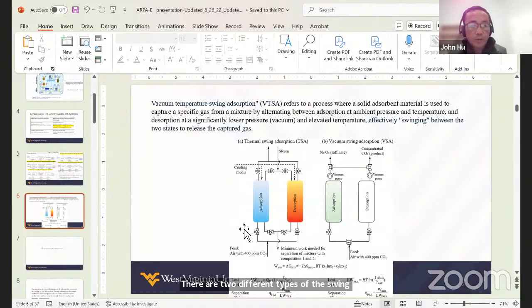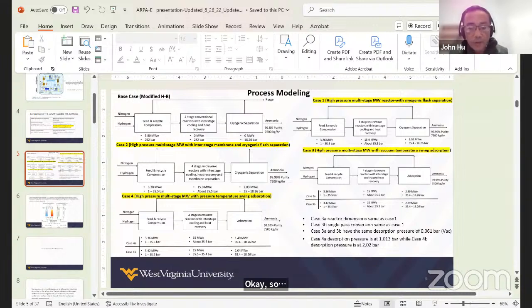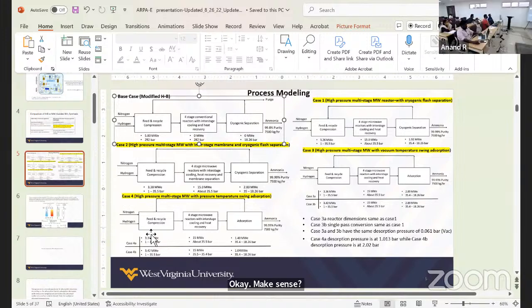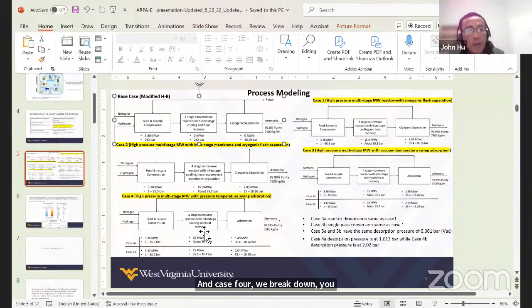Basically, look at this highlight. Case one, case two, case three, case four. The downstream separation is different from the Haber-Bosch base case in all of them. That's number one. Number two, the difference is the reactor pressure. For the Haber-Bosch reactor, we chose 282 bar, and the other reactors are at 35 bar. Okay, make sense? Yes. Yes, sir. And case four, we break down into 4A and 4B. That's the detail.